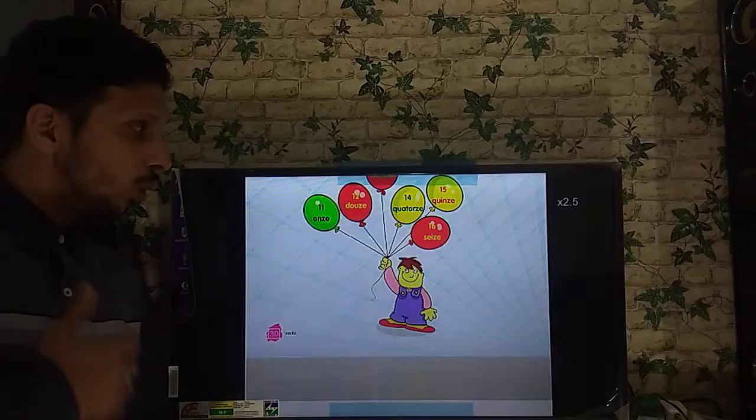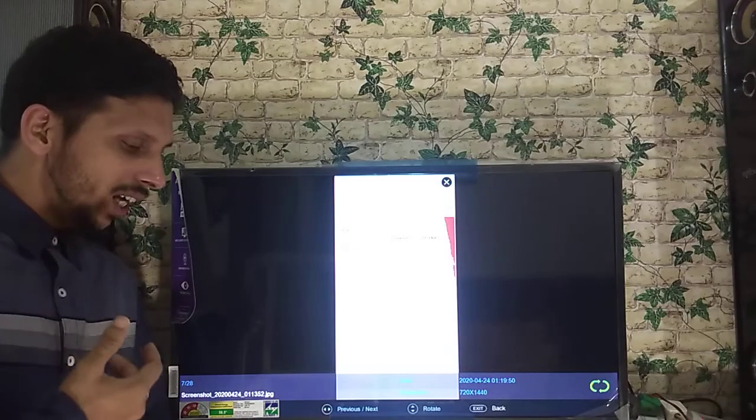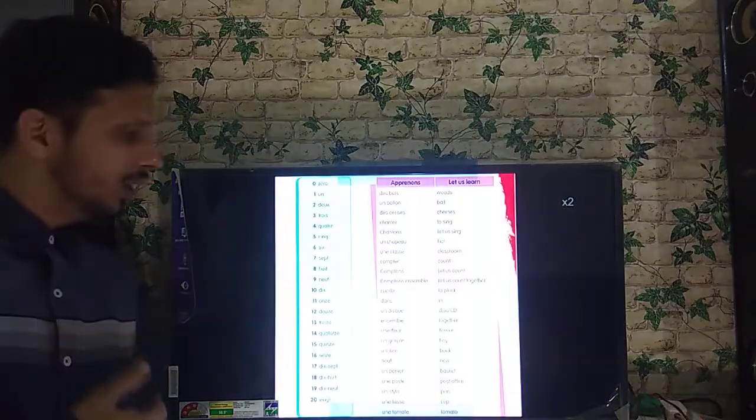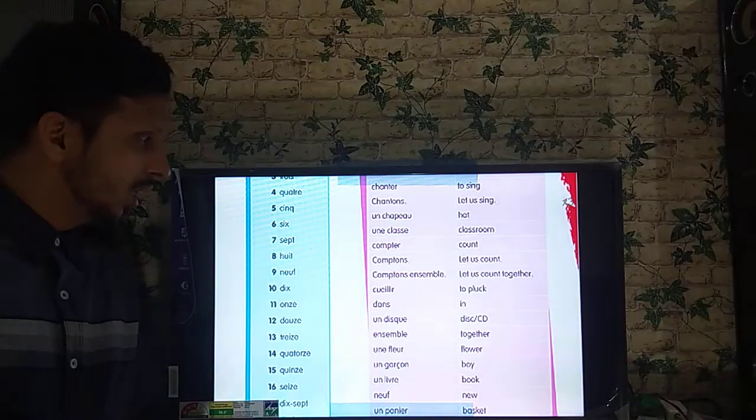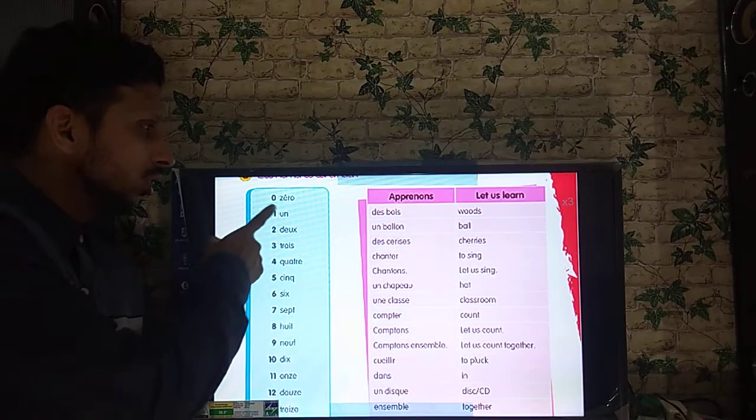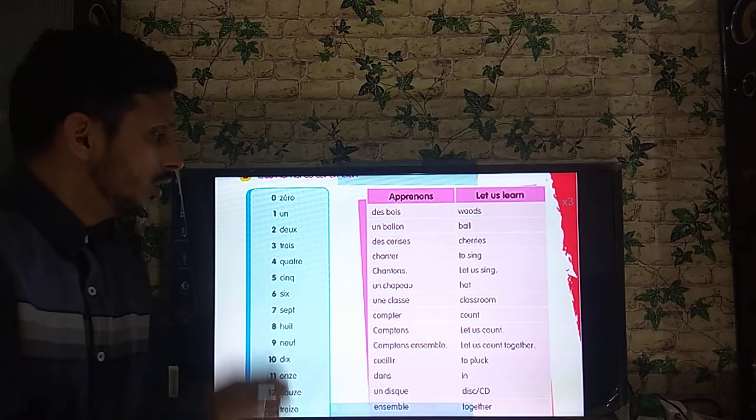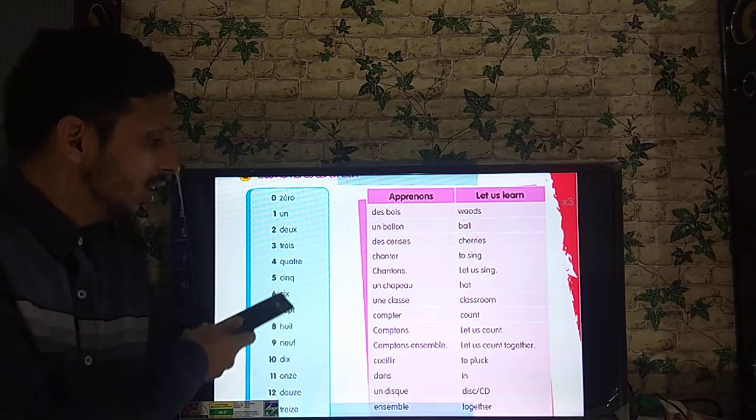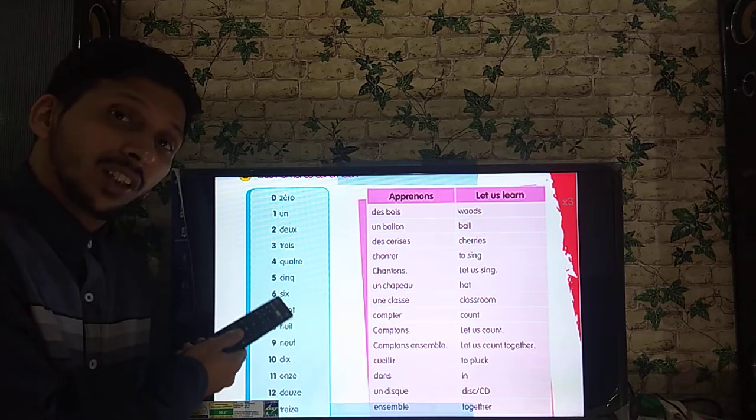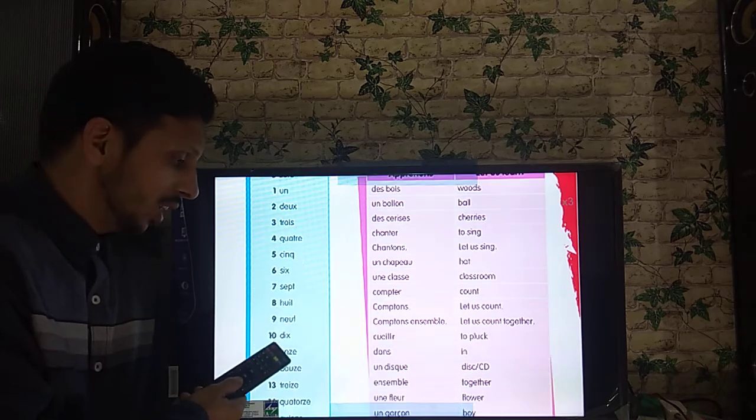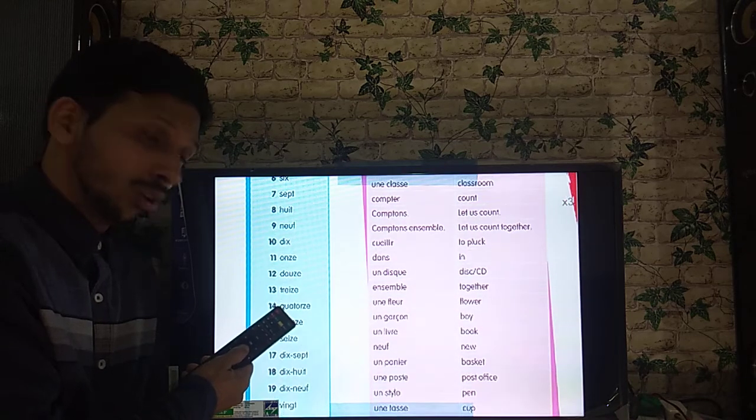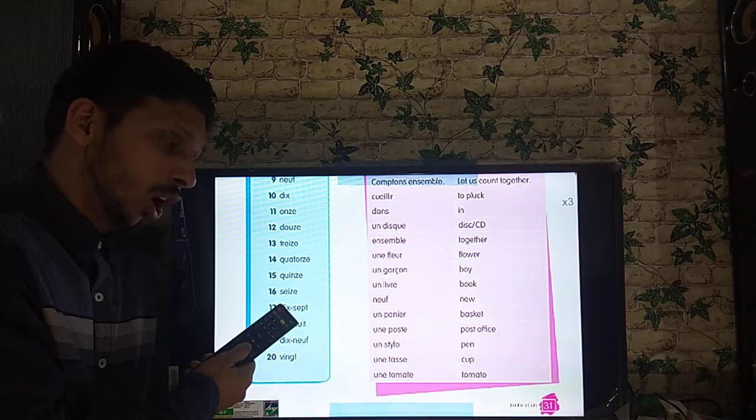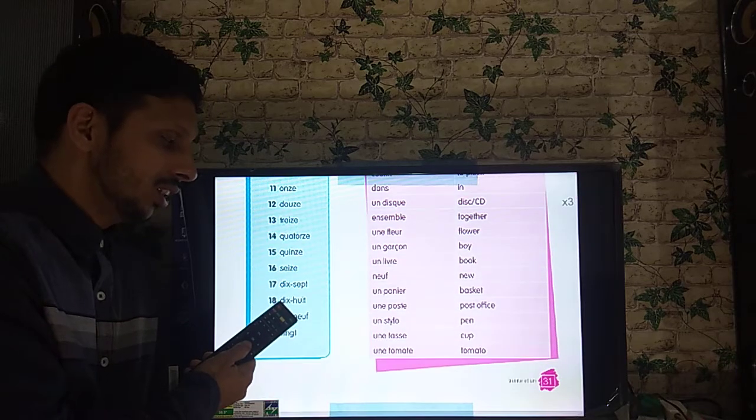I'll also show you some more of them as we move ahead in this chapter. Let's see what we have on the next page. Oh yes, here we go. We have the counting here so that we can practice it again. I'll zoom it out so you can see everything. Zéro, un, deux, trois, quatre, cinq, six, sept, huit, neuf, dix, onze, douze, treize, quatorze, quinze, seize.